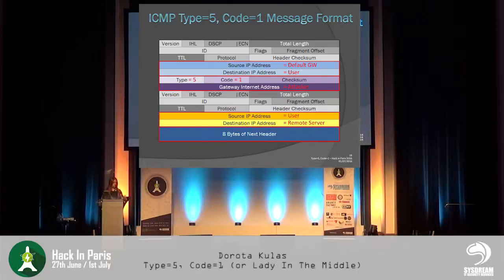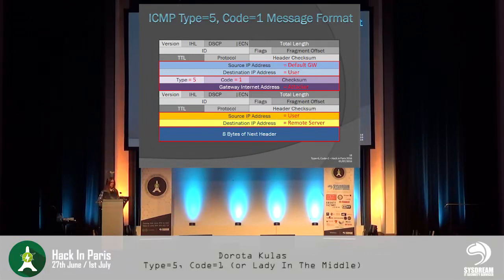And then next one, we embed the IP header and 8 bytes of the next header of packet number 2, so the response which was sent from user to the server. The source IP address is user, destination IP address is remote server, and then we need to put there 8 bytes of the next header. So as you can see so far, we more or less know everything we need to construct this type of packet. But what could be the problem here?